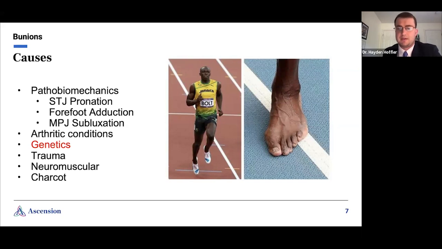Trauma is another one. Whether you have a big toe injury, something drops on it, you stub it the wrong way, that can lead to a bunion as well. Neuromuscular diseases, something that you can be born with or generally get over time, can cause them. And then lastly is Charcot, which we see more commonly in our diabetic population, can actually have a bunion deformity or cause a bunion deformity.